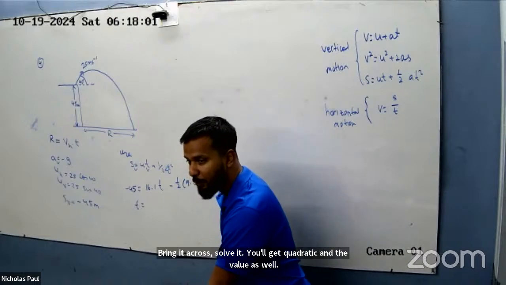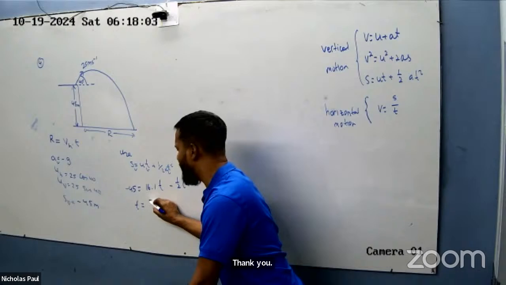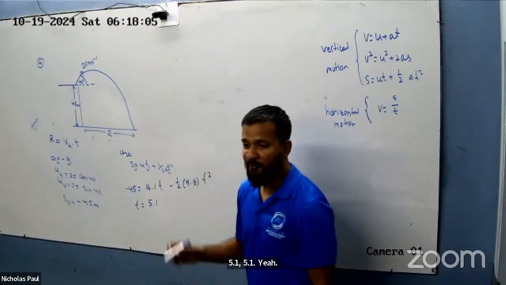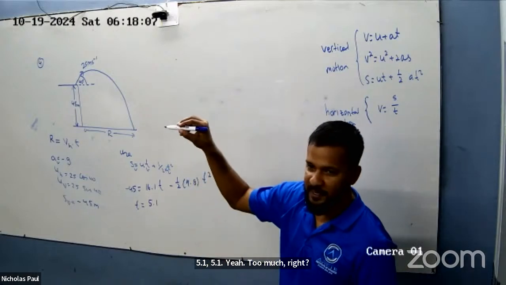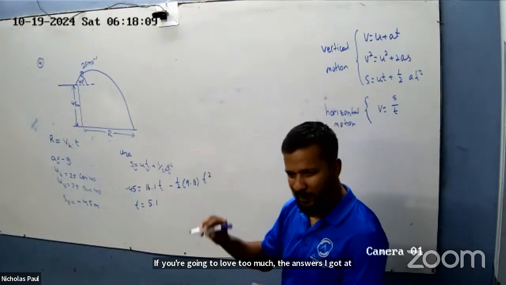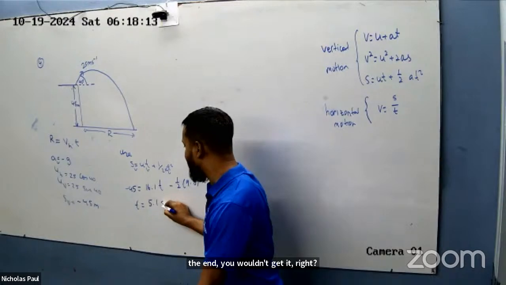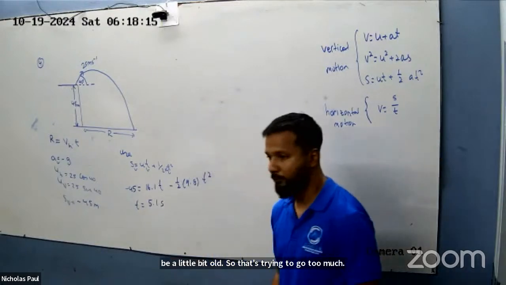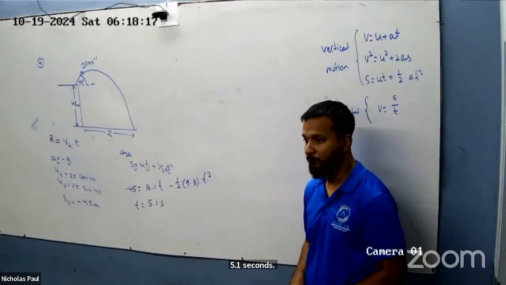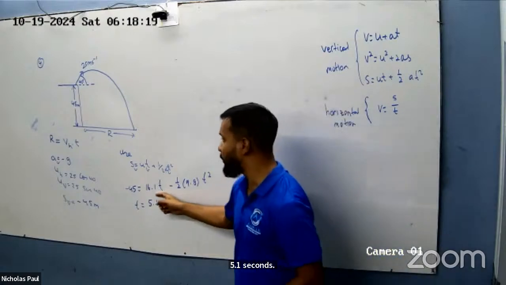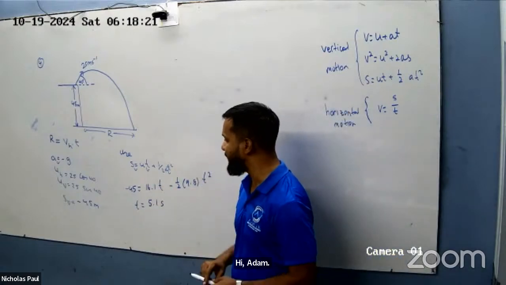5.1. Yeah. Try not to round up too much, right? If you round up too much, the answer you get at the end might be a little bit off. So let's try not to round up too much. 5.1 seconds. Right, so there's a quadratic, go straight to the calculator and solve it.